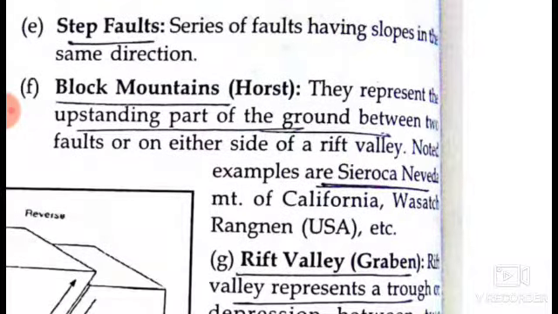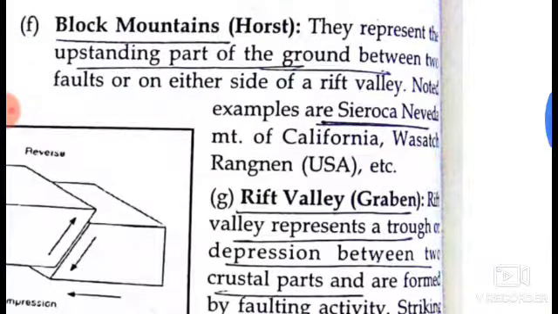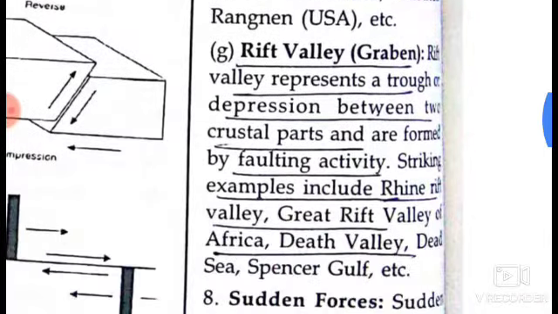Block mountains represent the upstanding parts of the ground between two faults or on either side of a rift valley. Noted examples are the Sierra Nevada mountains of California and the West Rangnane, USA. Rift valley, graben. A rift valley represents a trough, a depression between two crustal plates, and is formed by faulting activity.